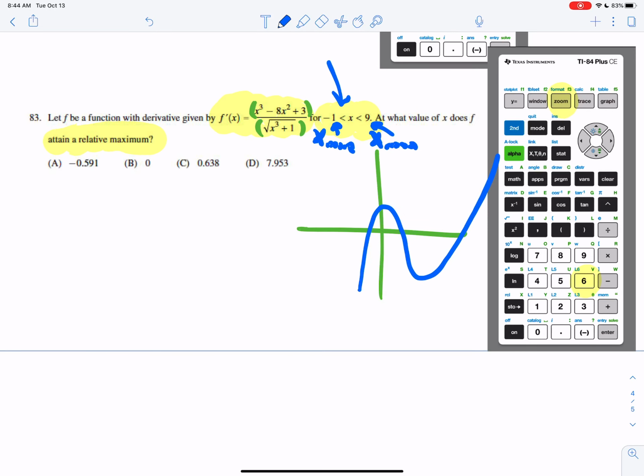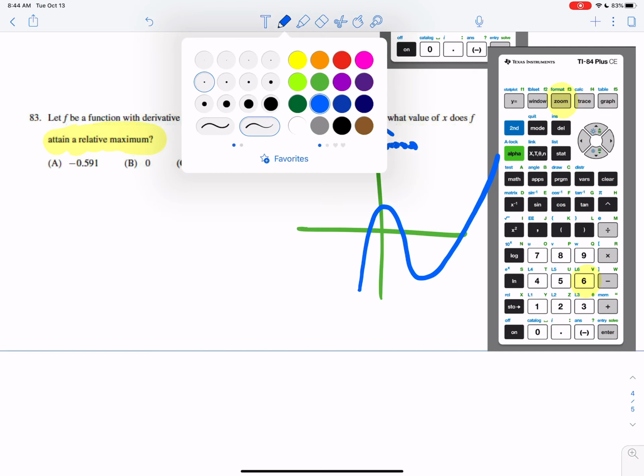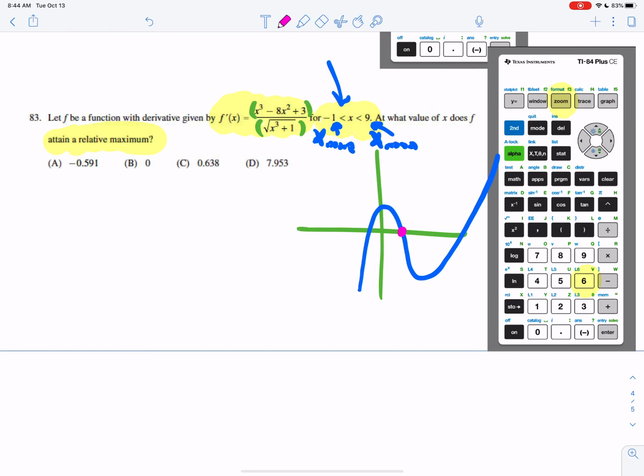Okay, so again, they keep using relative max here for some reason. Okay, local max is where the derivative changes from positive to negative. So it's looking like it's this 0 right here. It's not always the middle one, you guys. It just happens to be a coincidence, okay? So now that you know that that's the local max, you just have to calculate it. How do we do that, right?